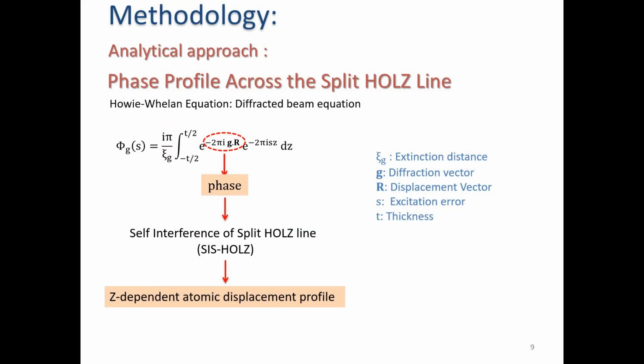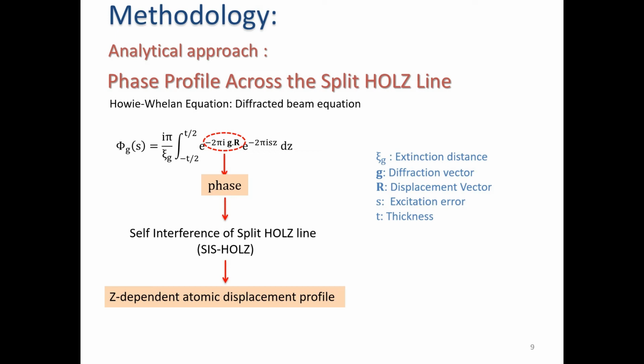Now let me elaborate on the main contribution of this work. We require an analytical approach to justify the results and quantify the atomic displacement. Here, I used kinematical theory of diffraction, which is acceptable if the specimen is quite thin. For example, for any particular HOLZ line, it must be below the extinction distance over pi.